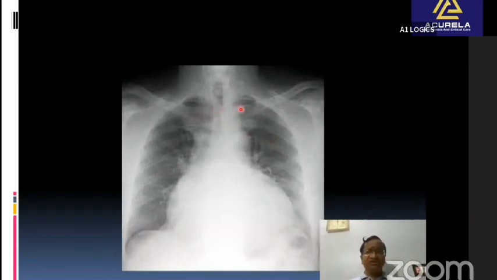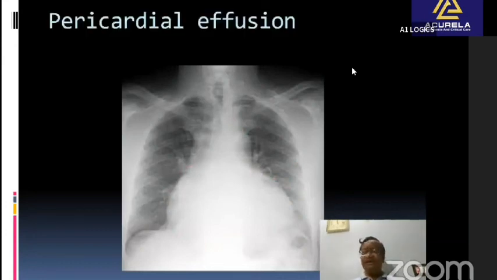Here is a normally rotated film. Just here the subcutaneous tissue, all these things are normal. There is a big cardiomegaly, homogeneous. It is likely to be a pericardial effusion.